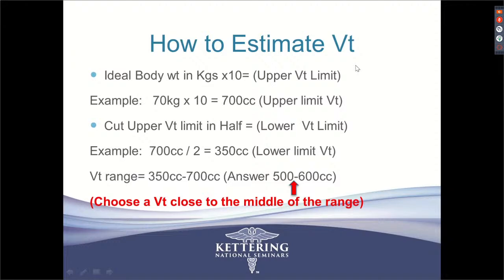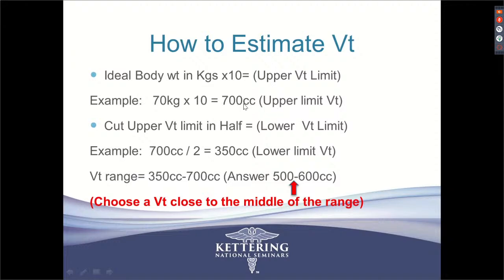a particular patient. The first thing we have to do is look at the ideal weight in kilograms, and then multiply that by 10, because our range for this is 5 to 10 milliliters per kilogram. So the upper limit is going to be the ideal body weight times 10. In this example, we had the 70 kilogram man multiplied times 10, which gives us our upper tidal volume of 700 cc's. That's our upper limit tidal volume.